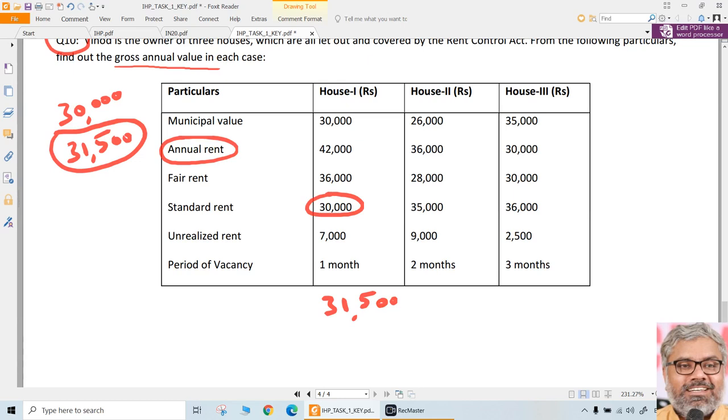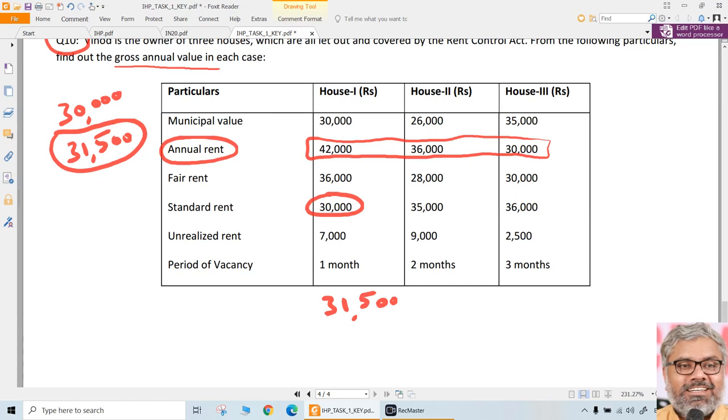So we have to look at the period of vacancy and unrealized rent also carefully. And the rent given here, this is an important point. In the earlier questions, it was actual rent. Here it is annual rent. So annually 42,000 means 11 months. How much would that be? That would be 38,500 only.